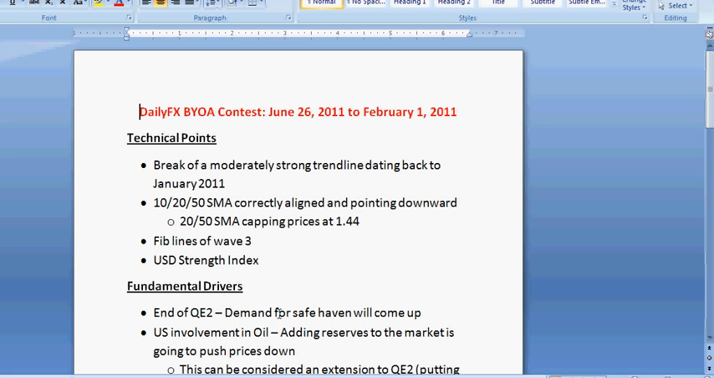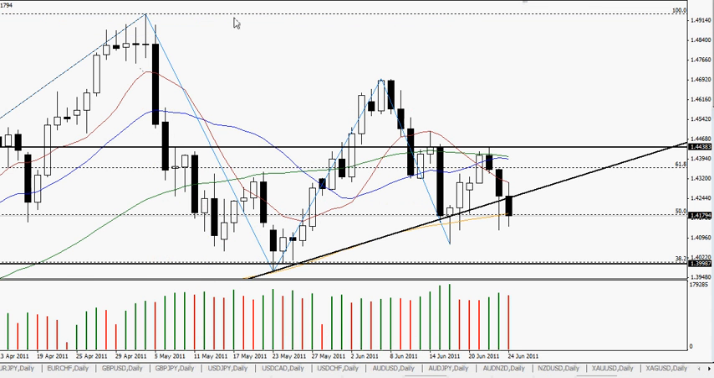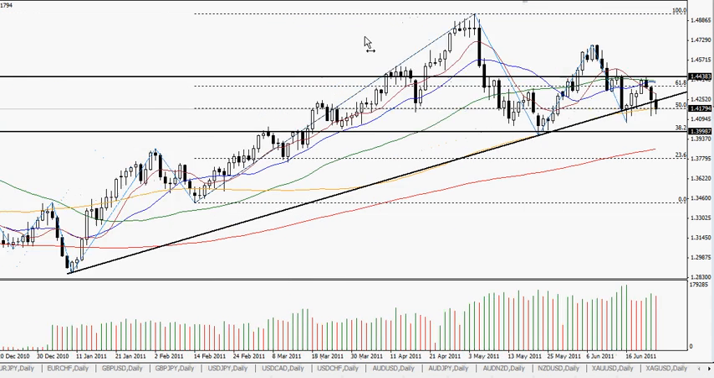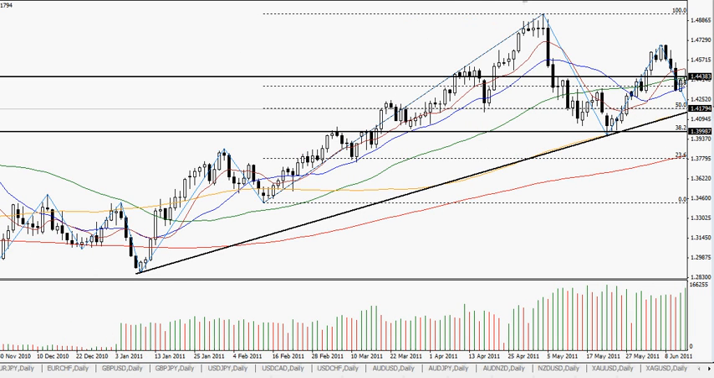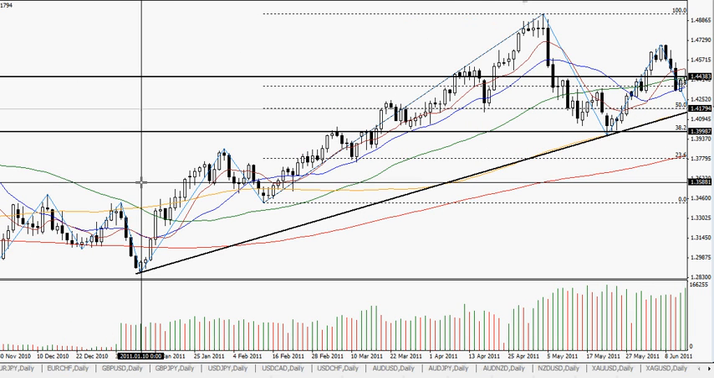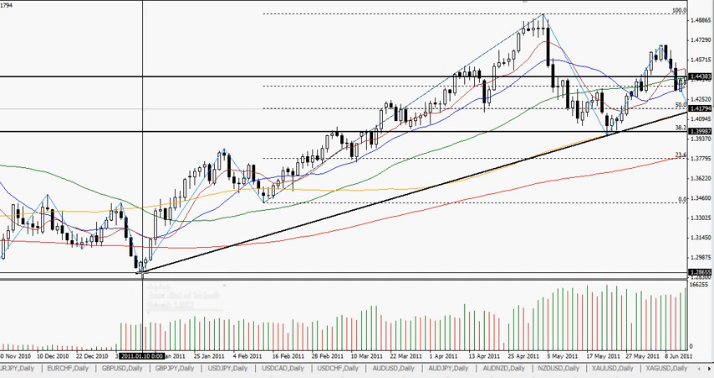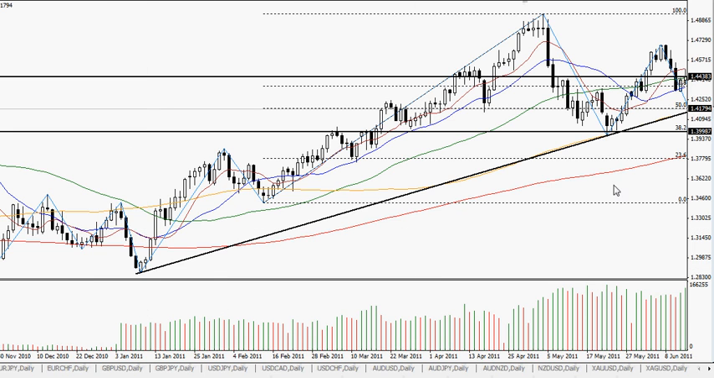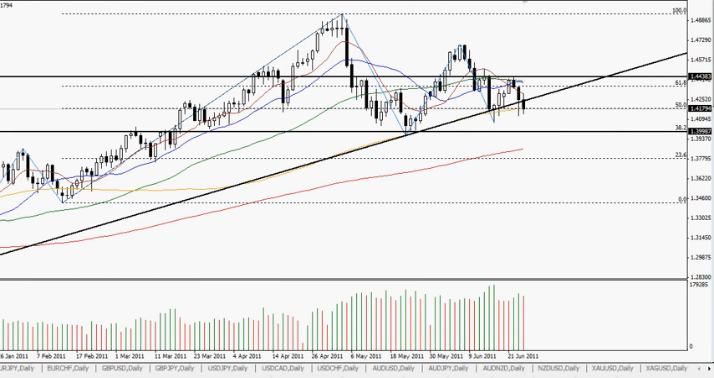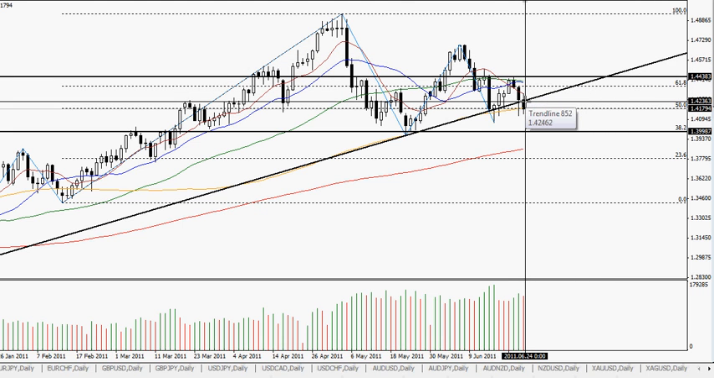So, starting with the trend line, from a technical standpoint, we just got a trend line break of the Euro USD. Got a break of that last Thursday. Dating back to January 10th, all the way up until last Friday, we finally got a break of that. That's definitely going to expose us to some more downside.